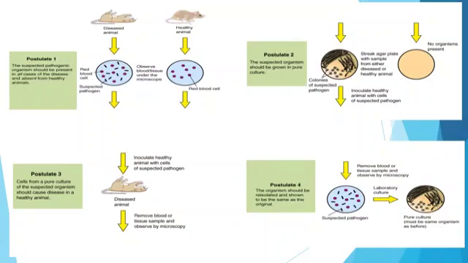The second postulate is that the microorganism must be isolated from the diseased organism and grown in a pure culture. The third postulate is that the cultured microorganism should cause disease when introduced into a healthy organism. And the fourth and last Koch postulate is that the microorganism must be re-isolated from the inoculated experimental host and identified as being identical to the original specific causative agent.